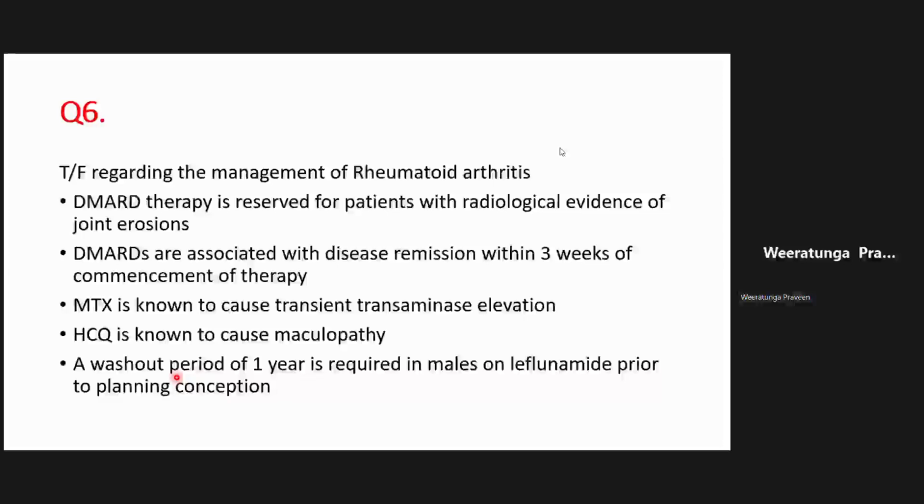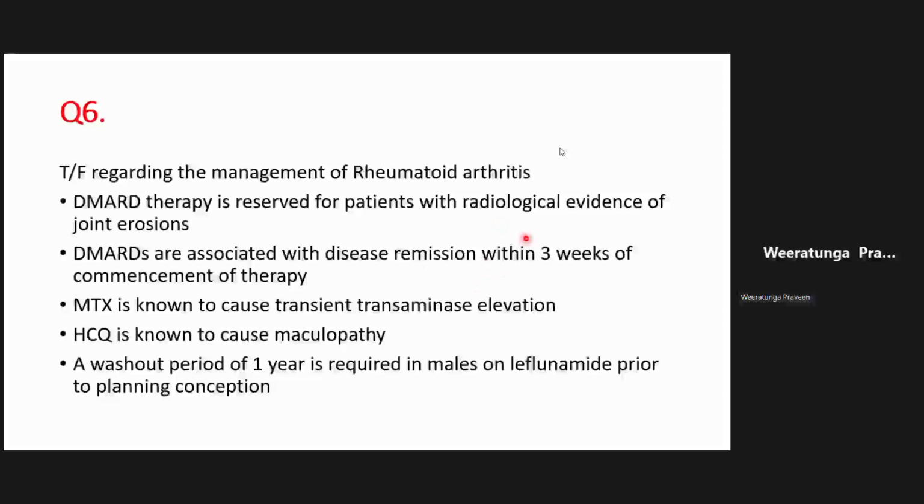So the first statement, saying DMARDs are reserved for patients with radiological evidence of joint injury, is wrong. You give disease modifying drugs to all patients at the diagnosis.